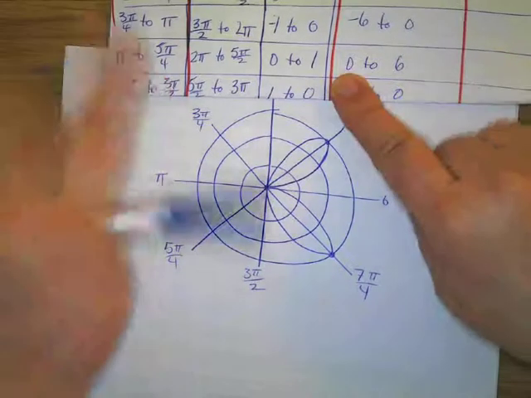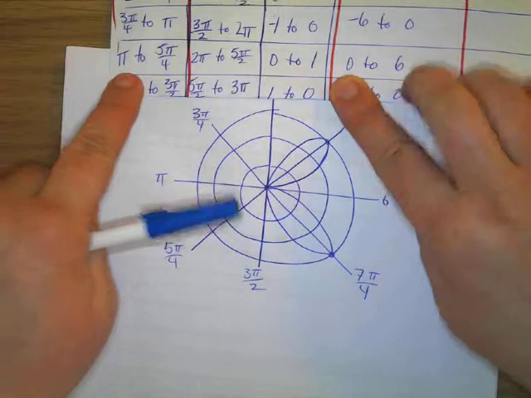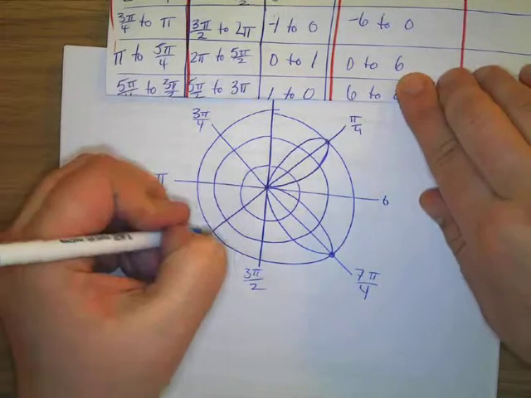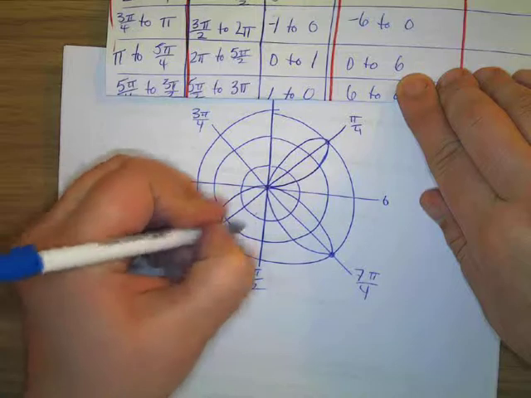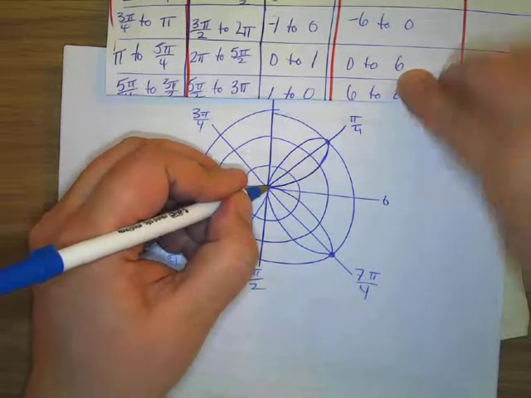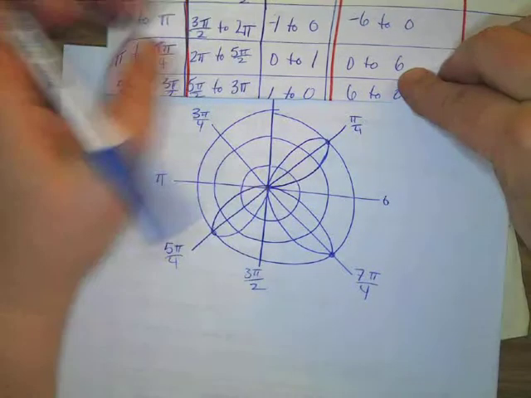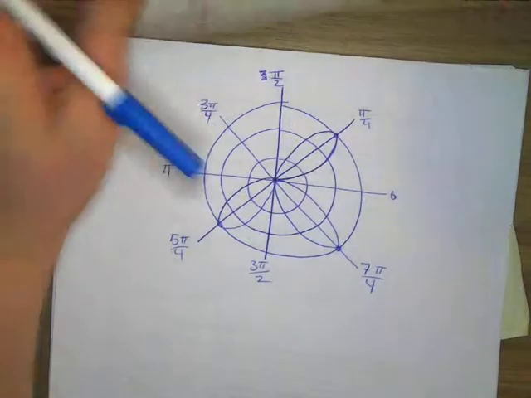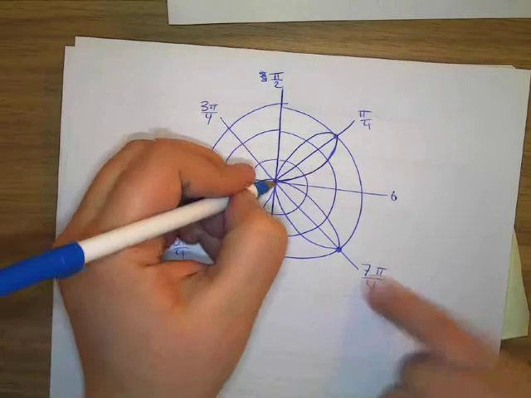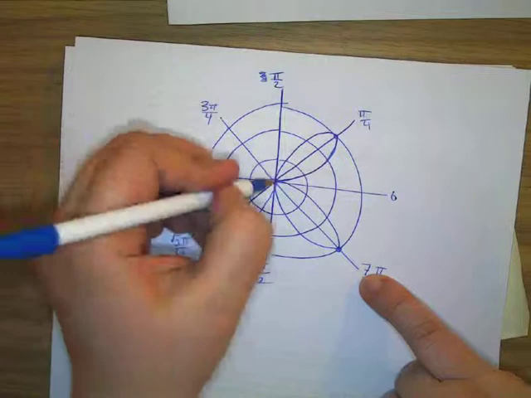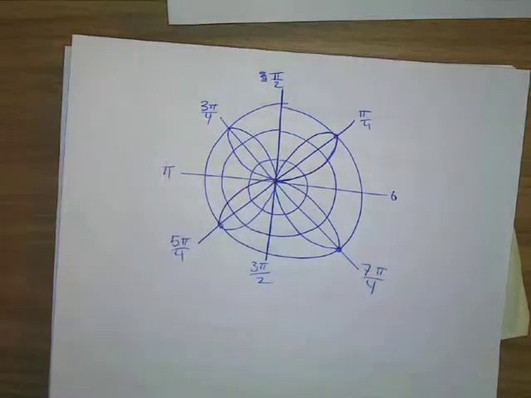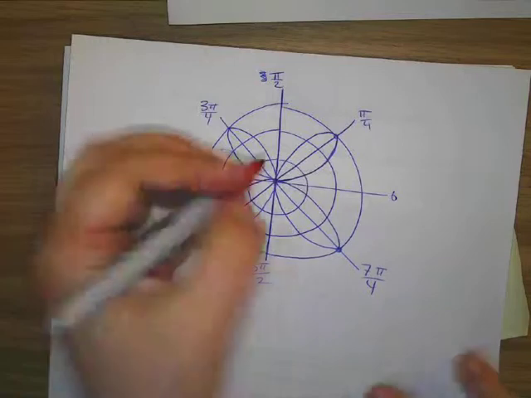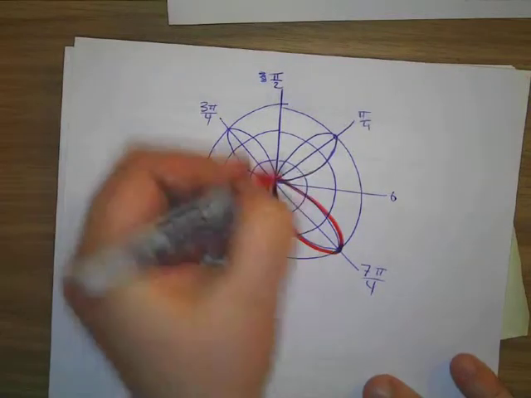So now we're here. And then at 5 pi over 4, we go out to 6. And then we go back. Is that okay? And then the last one, it's at 7 pi over 4, but it's a negative 6, so we go back out. So what does it make? Looks like a flower. They call this a 4-leaf rose.